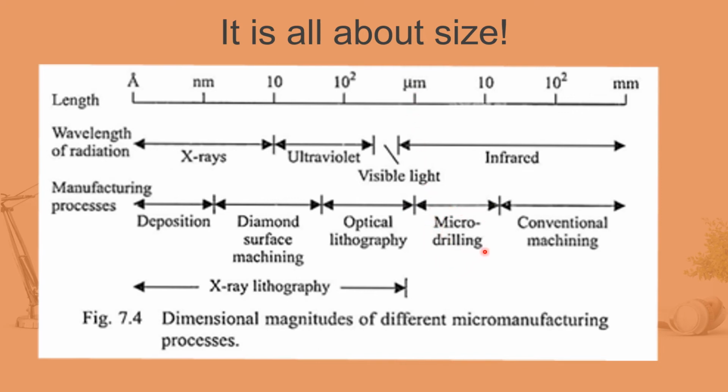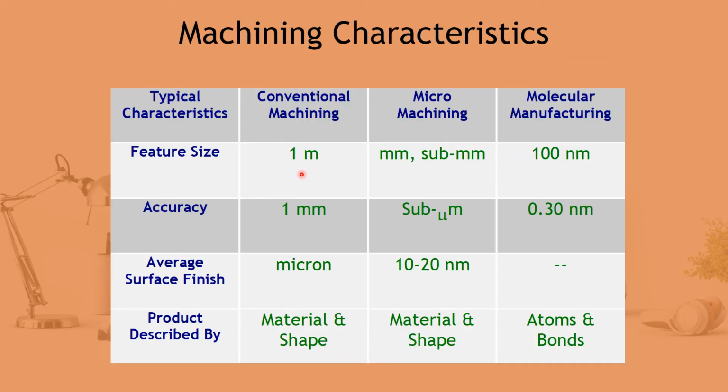If you can see, the micro drilling is here, and this one is the conventional machining. The micro manufacturing still extends until here, but the conventional machining goes from here and above. But micro manufacturing goes further into atomic size machining. In terms of the feature size of the work material, it can go up to 1 meter or even bigger for conventional machining. For micro machining, it can go to mm to sub mm, meaning smaller than the mm itself. And for molecular manufacturing, it can go beyond to 100 nanometer. So this one is more into nanotechnology.